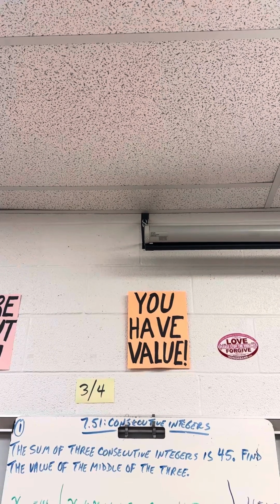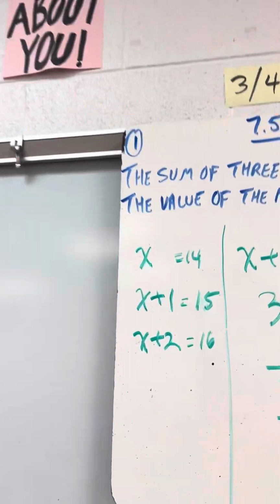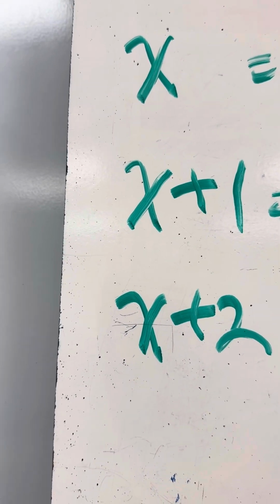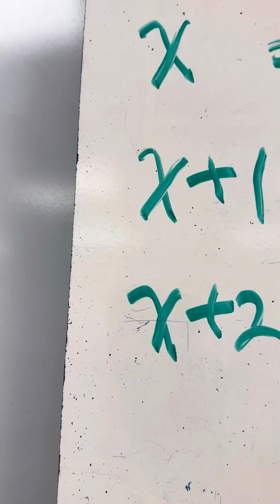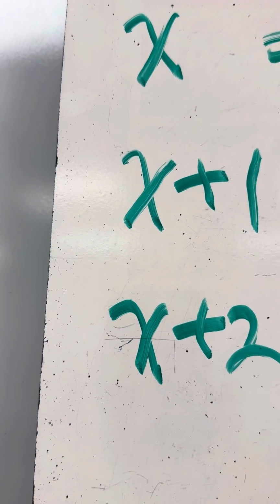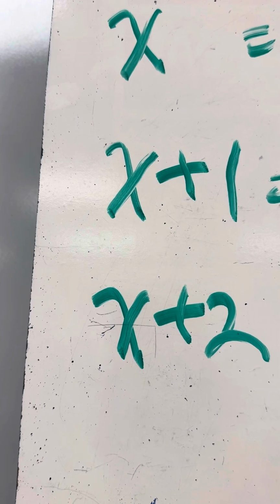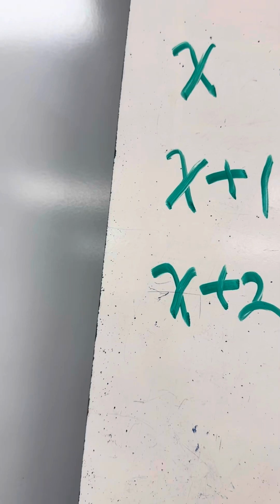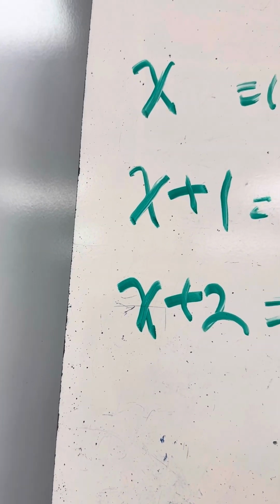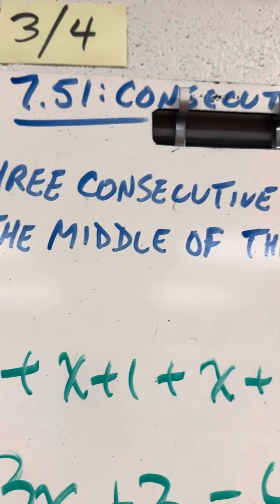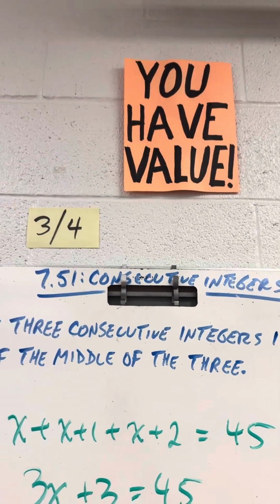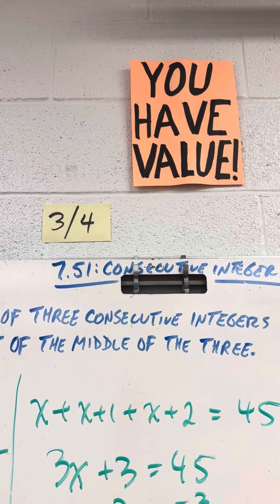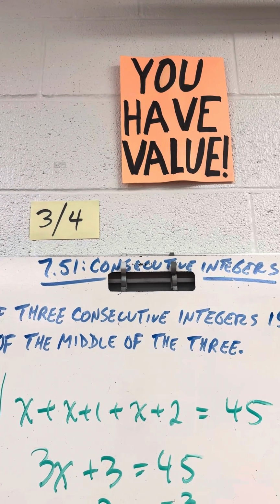So here's what we're going to do. 3 consecutive integers. We're going to say x, x plus 1, and x plus 2, right? Because if the first number is 7, the second number is 7 plus 1, or 8. The number after that is 7 plus 2, or 9, okay? So you add these 3, meaning x plus x plus 1 plus x plus 2 equals 45. x plus x plus x is 3x. 1 plus 2 is 3. 3x plus 3 equals 45.